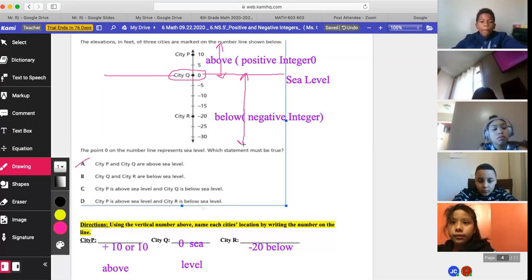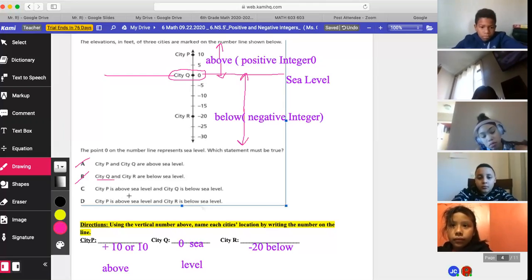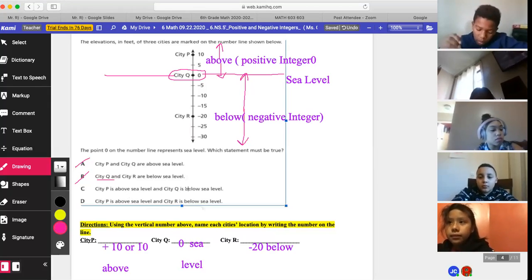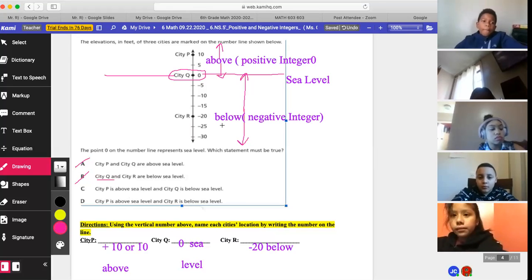So the question was, are City Q and City R below sea level? No, City Q is on the sea level. So is it below it? No, right? Let's try C. City P is above the sea level and City Q is below the sea level. Is City Q below the sea level? Think about it, guys. No, it's a neutral area.